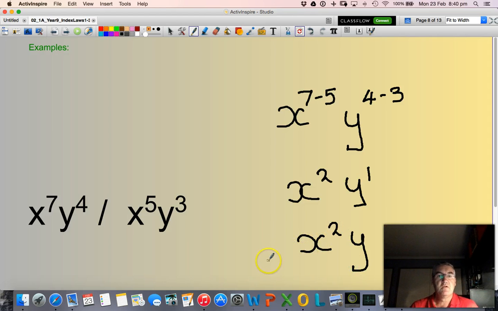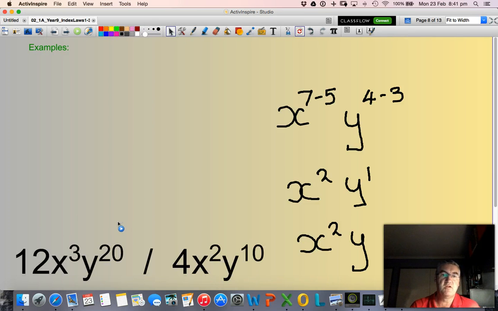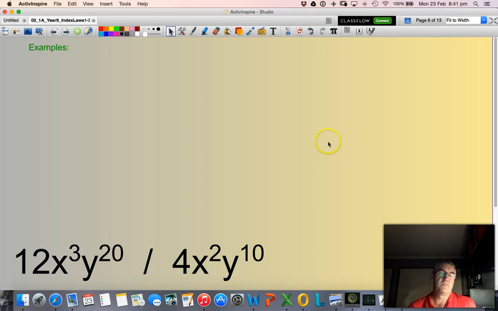Now, let's just move on to the last one. So I'll get rid of that question there and bring out the most complicated one that I've got, and just clear these annotations. Now, again, we just treat it one bit at a time. So the first thing is we look at these coefficients, the 12 and the 4. So this will just be 12 divided by 4. So that's the first bit I'm looking at.